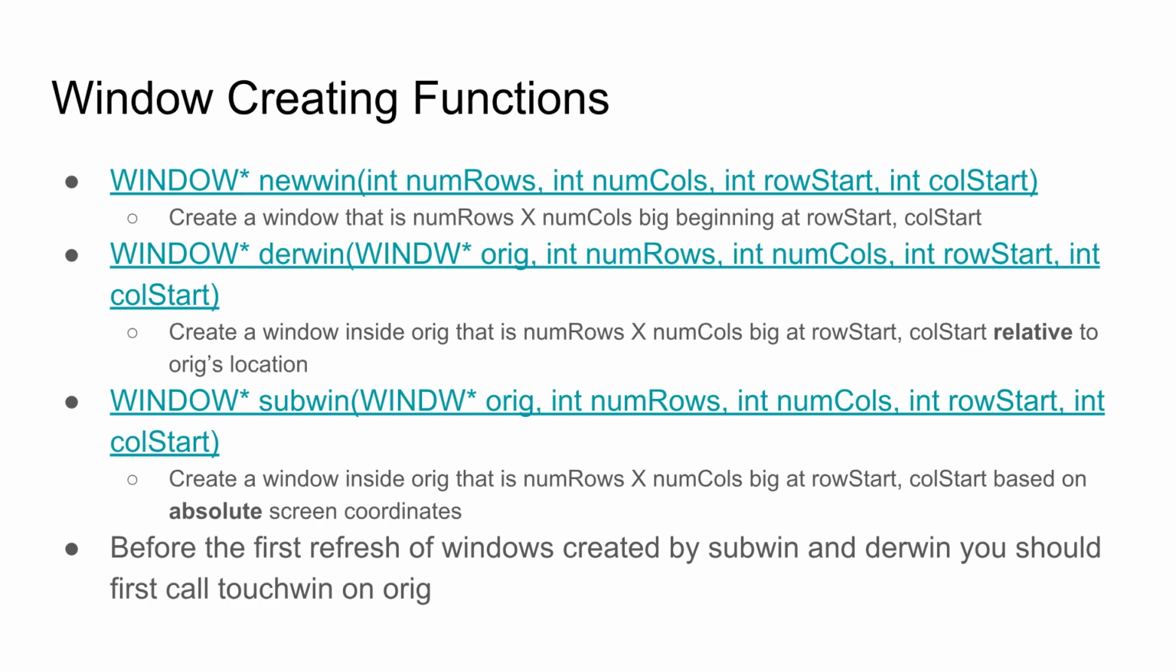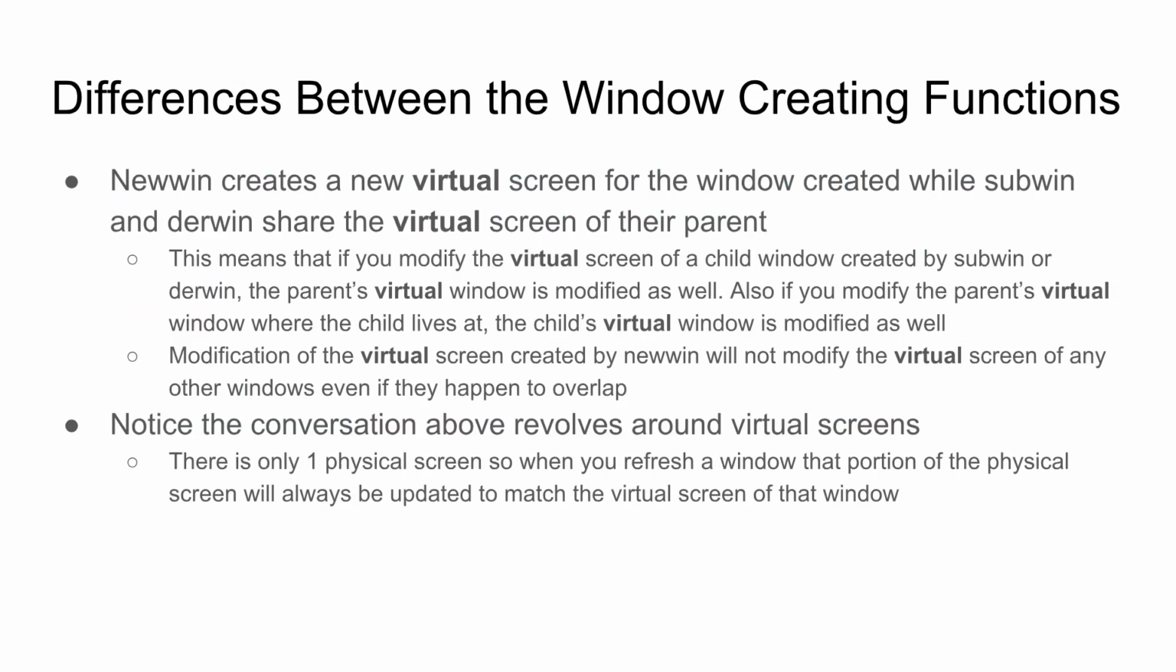Derwin and subwin both create sub-windows inside of a larger window. One of the differences is that derwin is relative to the original parent window's location, whereas subwin is just an absolute position on the screen. And if you're using derwin or subwin, you need to first touch the original window, called touchwin, which just means that everything needs to be updated, and then you can go and refresh the sub ones.